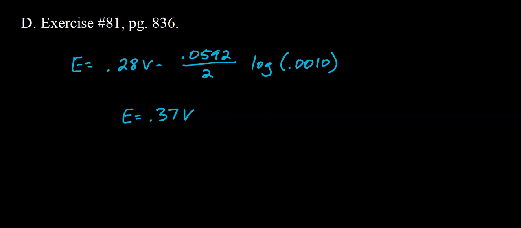And we take the log of 1.0 times 10 to the negative third, which is smaller than 1, which means that our non-standard potential will be higher than the standard potential. And we see that here we get 0.37 volts.